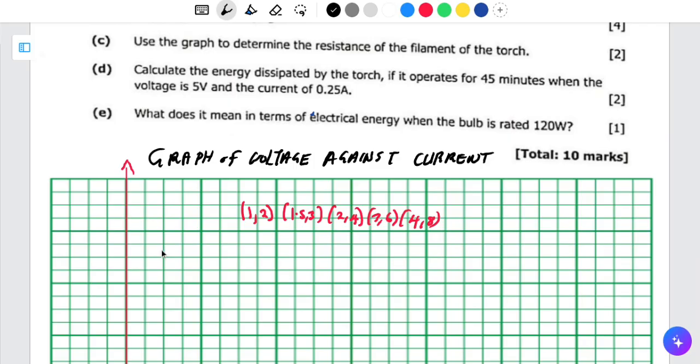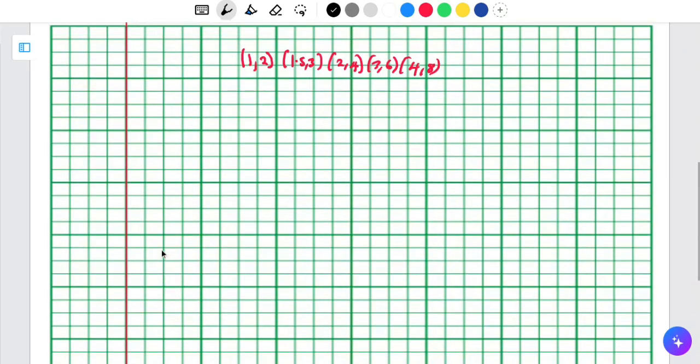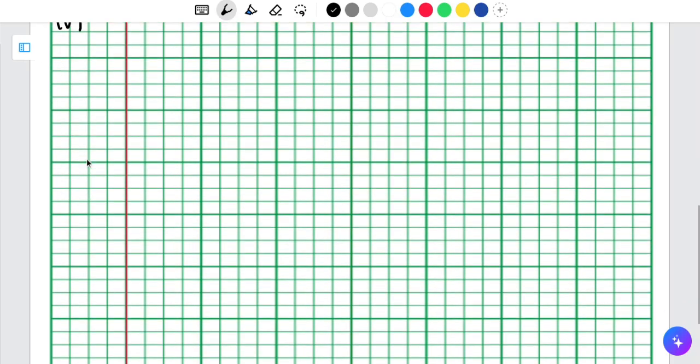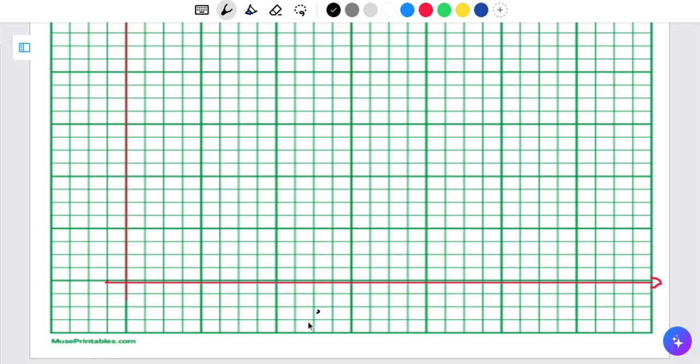So like I said, in the y-axis we have voltage. So we can write voltage here, and this voltage is measured in volts. Then on the down part we have current. Current is measured in amps. So we can say amps. So that is what we have.